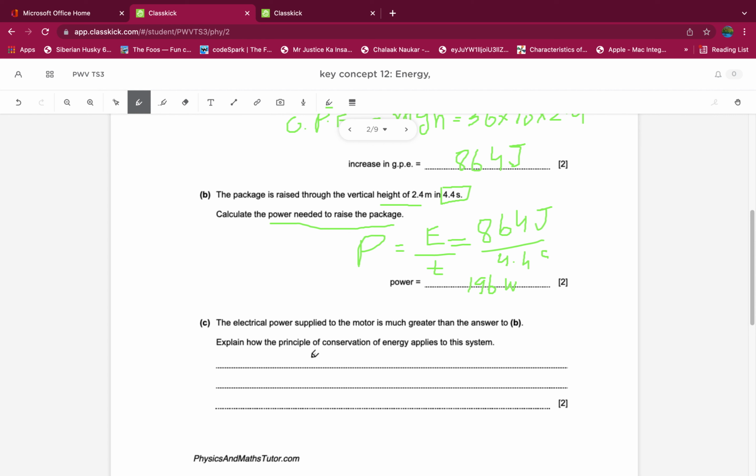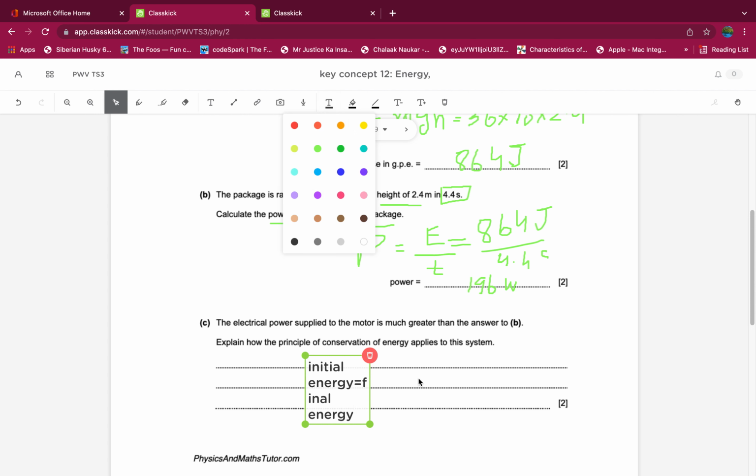According to this principle, we can write that initial energy equals final energy. This is the statement of the law of conservation of energy. But here the useful output is less. Why is it less? The simple reason is that there is a belt and the motor is moving, so definitely energy will be wasted.